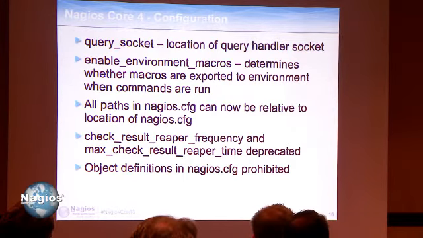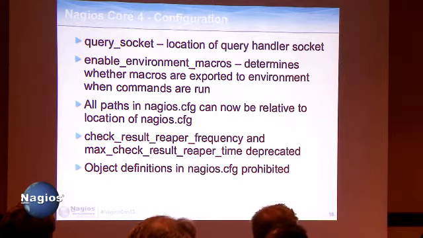And then finally, object definitions. It used to be permissible. I don't think this happened very often, but it used to be permissible to define objects directly in the nagios.cfg. So if you wanted hosts in there or time periods or whatever, you could do that. Now that's explicitly prohibited. You need to put them in a file that's included in the nagios.cfg file.